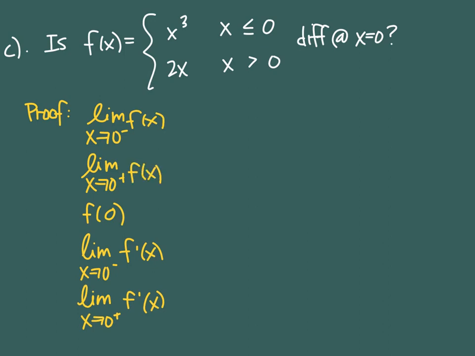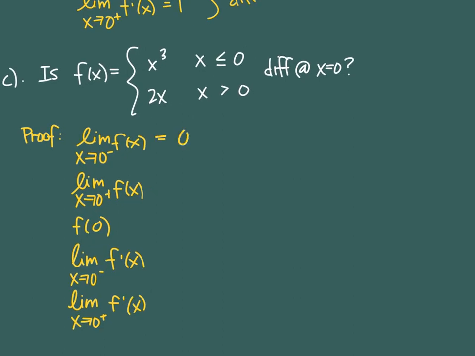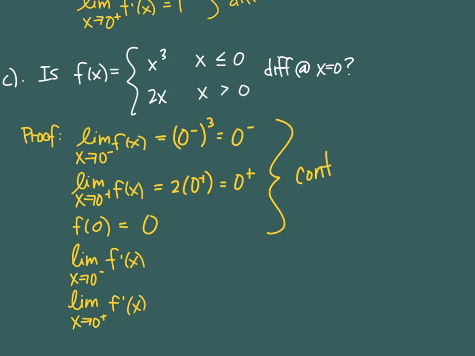All right, so the left-hand value of the limit, if I look at that piecewise function and I check 0 minus, I'm going to get 0 minus to the third, which is still 0 minus. When I check 0 plus, I'm going to get 2 times 0 plus, which is 0 plus. So we can clearly tell it is continuous. What if it's not? If you can't even get past continuity, it's clearly not going to be differentiable, because you have to be continuous to even move on to the differentiability part.